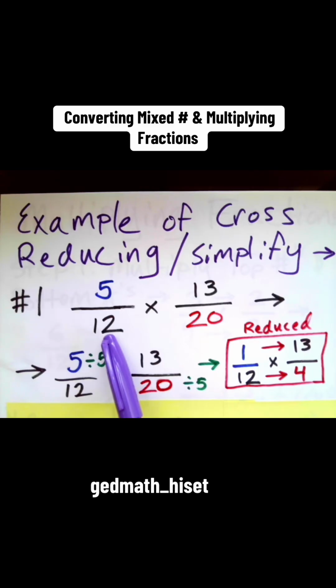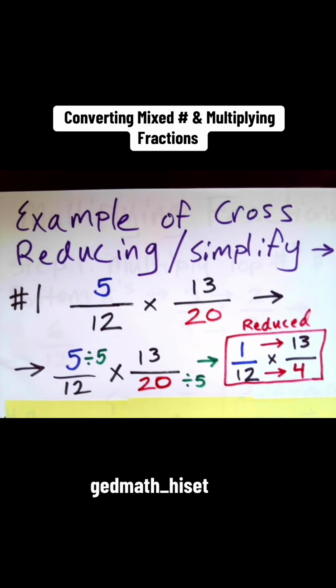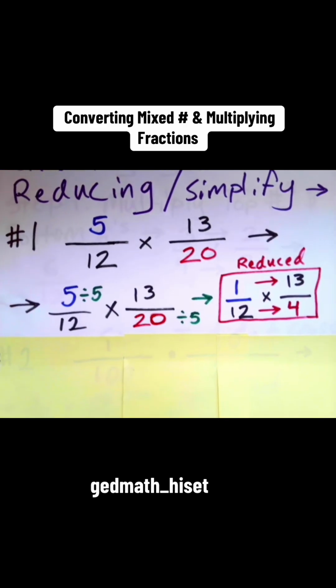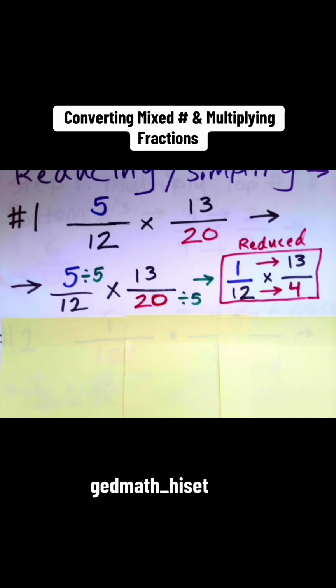And so first I'll look at number 12 in the denominator and number 13 in the numerator. Is there a number other than 1 that can be divided into both of these terms equally without a remainder? And the answer is no. So then I'll look at the other two, numerator, denominator, and see is there a number I can divide into 5 and 20 evenly without having a remainder? And yes, I can divide 5 into both 5 and 20. So here I'm showing you 5 divided by 5 and then 20 divided by 5. And here is the reduced fractions.